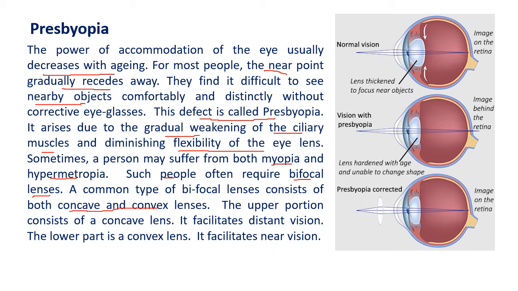The upper portion consists of a concave lens to see far. Okay, it facilitates distant vision. The lower part is a convex lens. This facilitates near vision. So if you have some old person in your house, and if you look at their spectacles, they will have dual lenses.